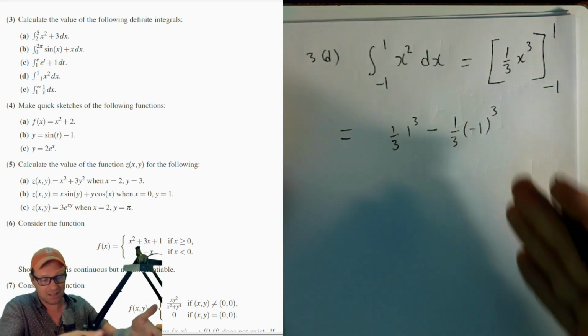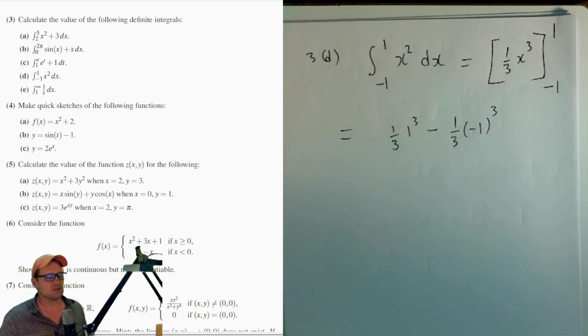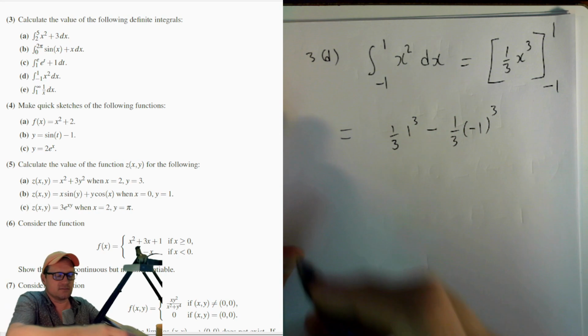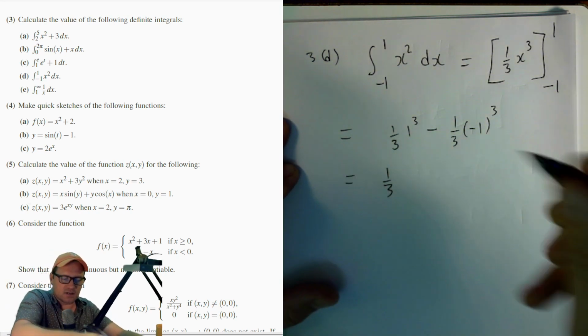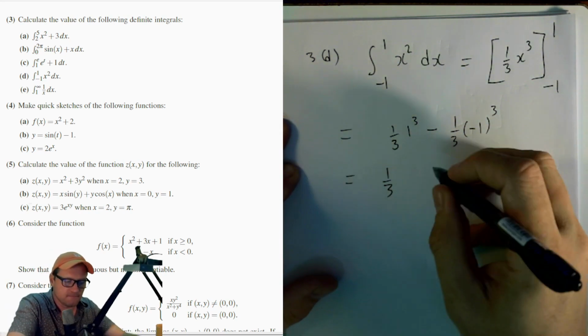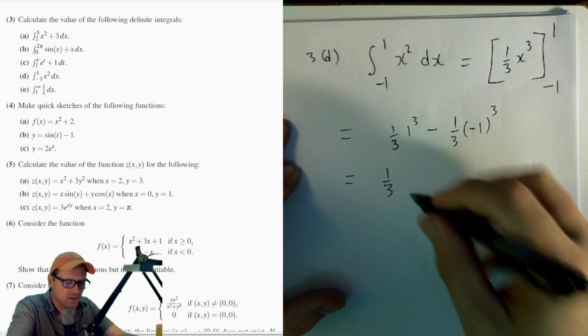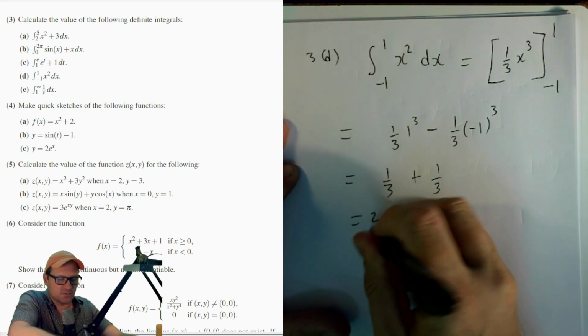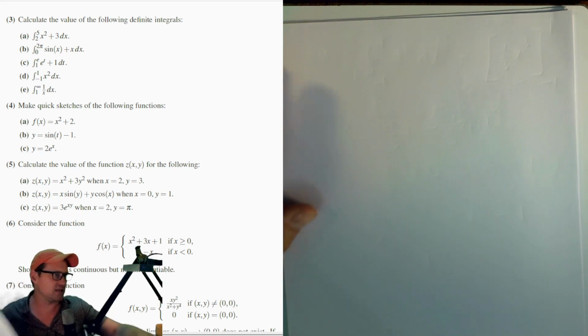So notice we're taking a little bit of care with this. Now, minus 1 cubed is minus 1. There are two minuses, so we'll get a plus out of this. So we have 1/3 times 1 is 1/3 there. And then plus another 1/3. So we have 2/3.